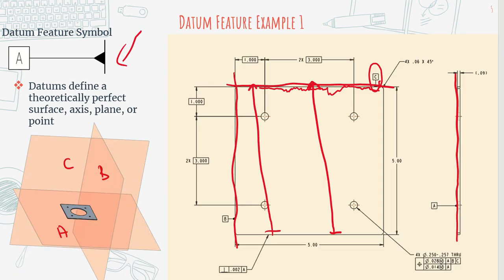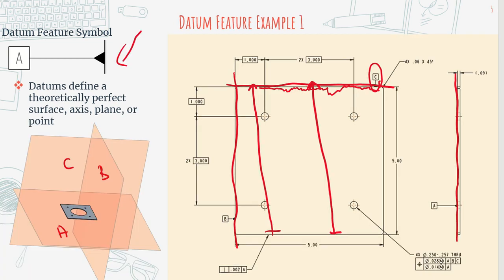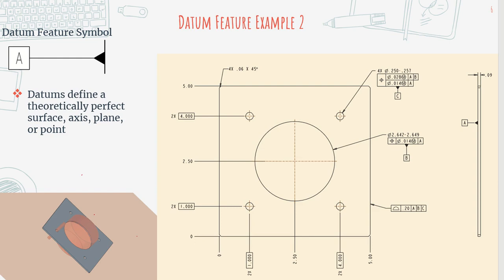So this shows us how datum planes are defined. But what if we want to define something like a datum axis, for instance? Well, it's a very similar concept. For datum planes, you basically put the datum feature on the surface on which you want the datum plane to be created. But for datum axes, you just tag it on to the dimension of the feature that you want.